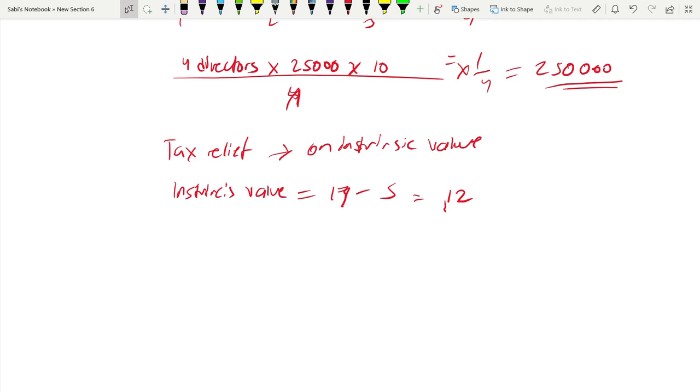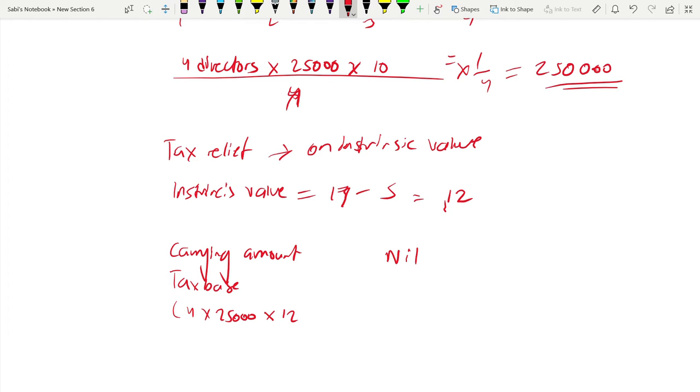Now we are going to calculate the pro forma to find the deferred tax asset. The carrying value of share-based payment is nil, it will be nil always. Only the tax base will change. What is the tax base? When you calculate the tax base, you take the intrinsic value, 12. Still 4 directors, 25,000 shares, and the price now is 12, the intrinsic value. Divide this by 4. The only thing changed here is the intrinsic value. Earlier it was 10, here it is 12, because this is based on intrinsic value. So that's why this figure will be different.